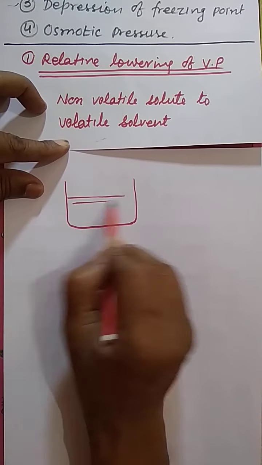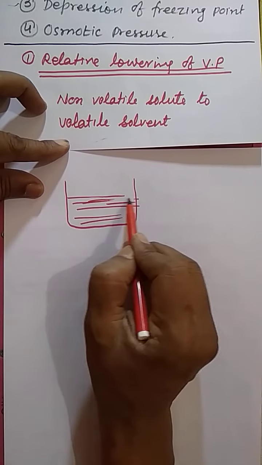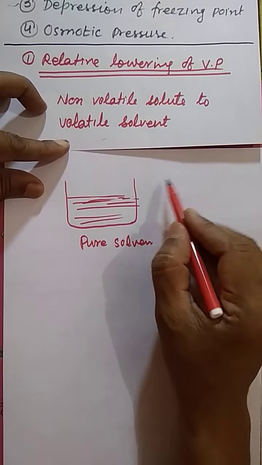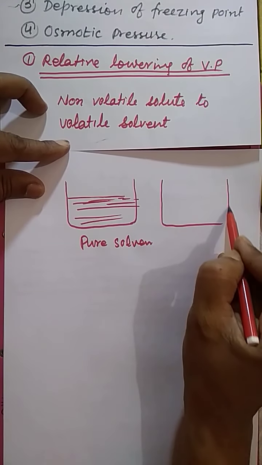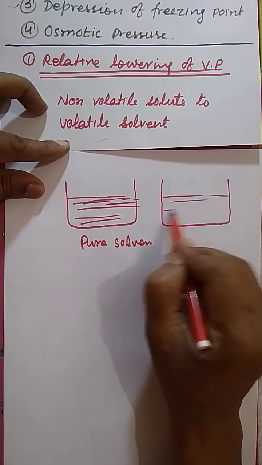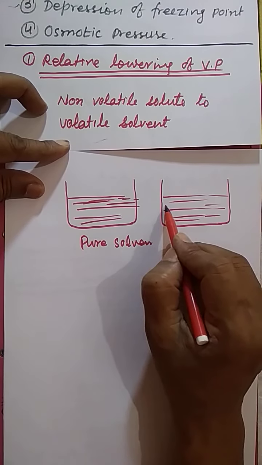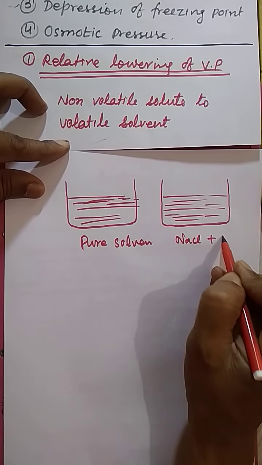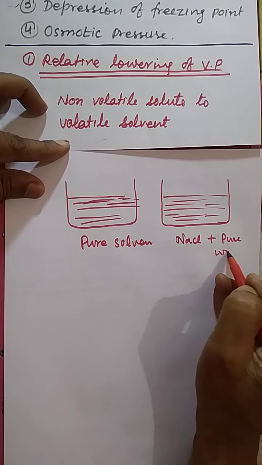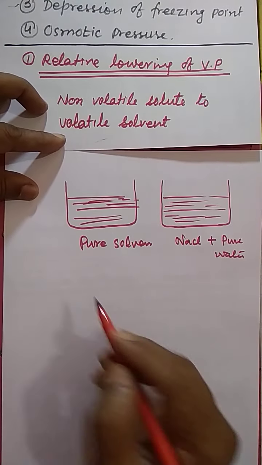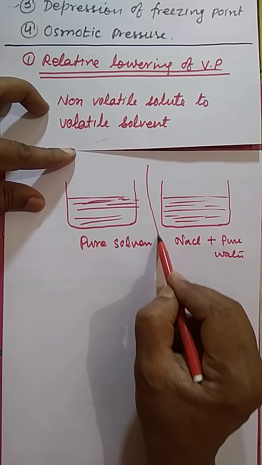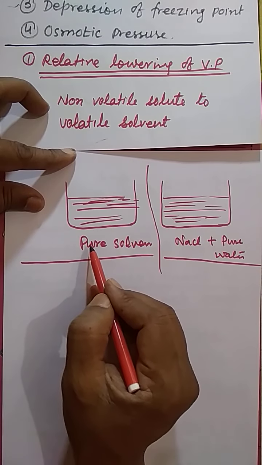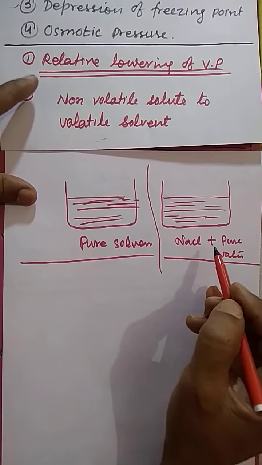Suppose water is there, only pure solvent is there, and in the second case, the same solvent having non-volatile solute, you can say solid solute, say NaCl. NaCl is dissolved in pure water. So these are the 2 conditions. So now we observe what is the effect on vapor pressure of pure solvent and its solution.